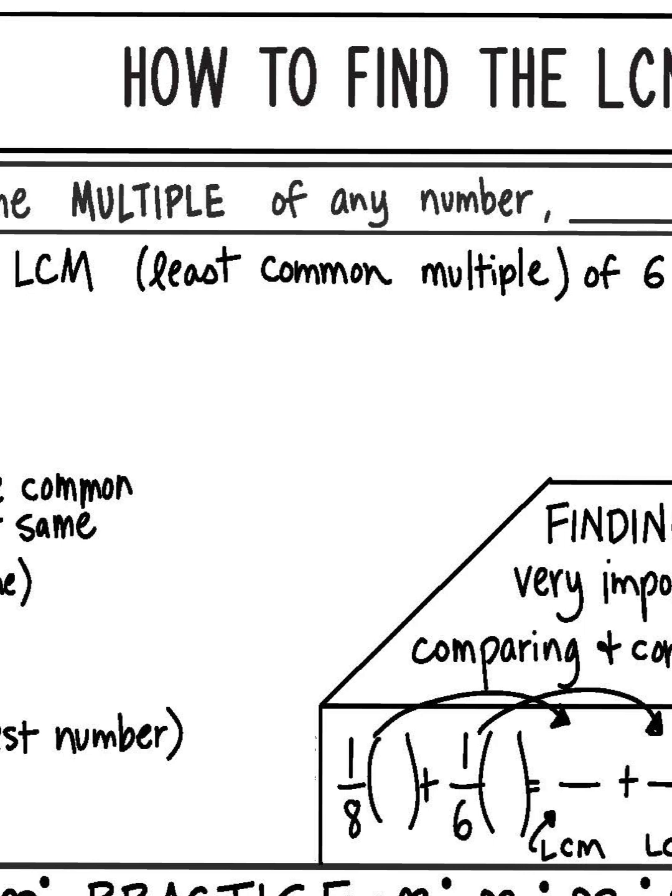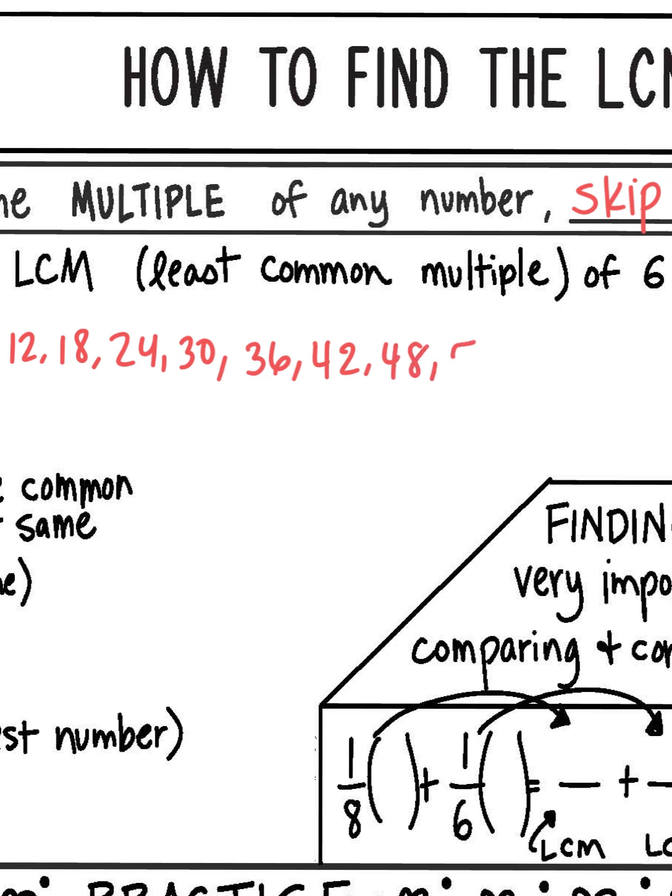So to find the multiple of any number, we skip count. If I want to find the LCM, the least common multiple of 6 and 8, I'm going to skip count by 6s to figure out all my multiples of 6. And then I'm going to skip count by 8s to figure out all my multiples of 8. So I'm just going to go through the first 10. So I'm going to list my first 10 multiples of 6. So I'm going to skip count 6, 12, 18, 24, 30, 36, 42, 48, 54, and then 60.